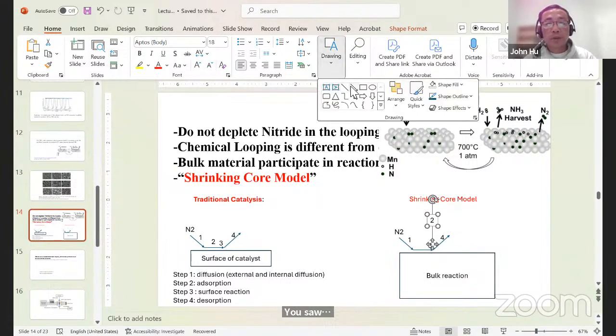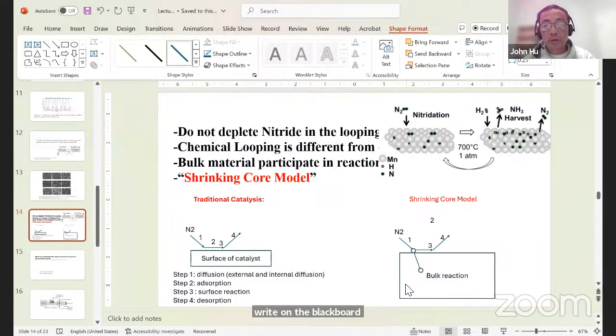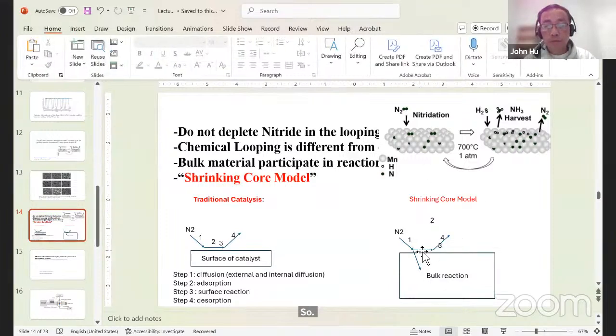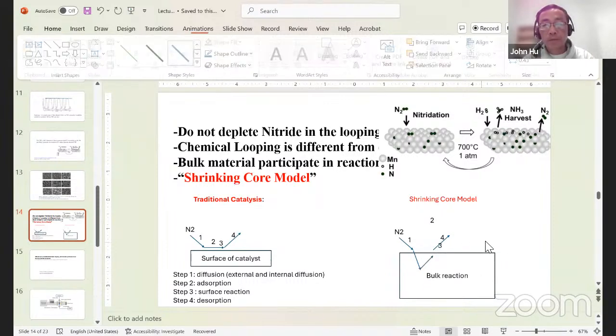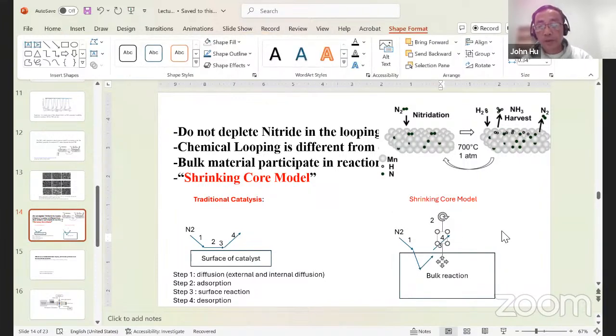Yeah, it's easier to teach in the classroom. I can just simply write on the blackboard. So there are 7 steps here. That's why I want to show you.